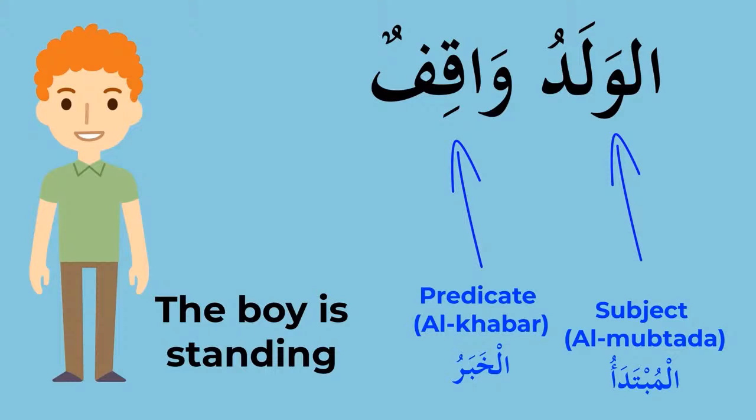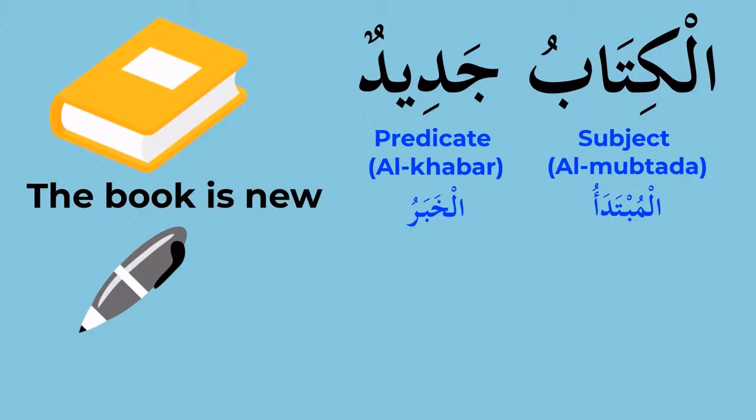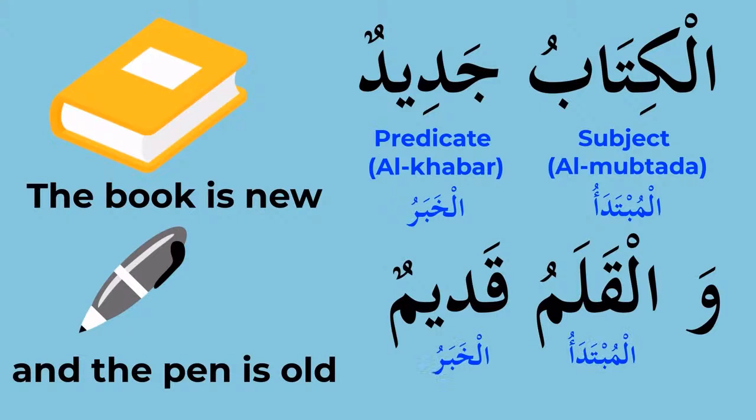So here we have simple sentences and we are easily identifying the words in them. One is mubtada, the other is khabar. Jumla ismiya, mubtada and khabar. Mubtada marfu, khabar also marfu. Are you with me? Al-kitabu, what is it? Al-kitabu jadidun. Al-kitabu is the mubtada, jadidun is the khabar. The translation is, the book is new. Wal kalamu, and the pen. Qadimun, that is your khabar.